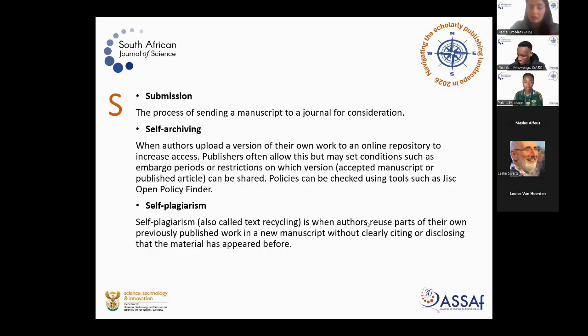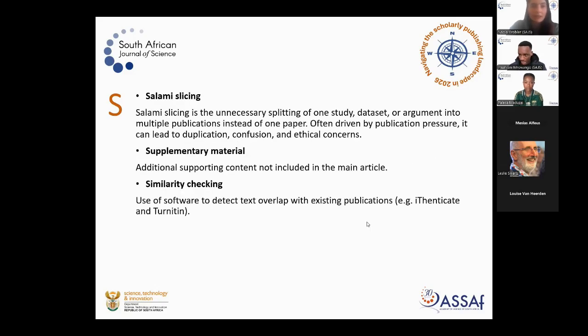Self-plagiarism, also called text recycling, is when authors reuse part of their own previously published work in a new manuscript without clearly citing or disclosing that the material has appeared before. Salami slicing is the unnecessary splitting of one study, data set, or argument into multiple publications instead of one paper, often driven by publication pressure, and it can lead to duplication, confusion, and ethical concerns.